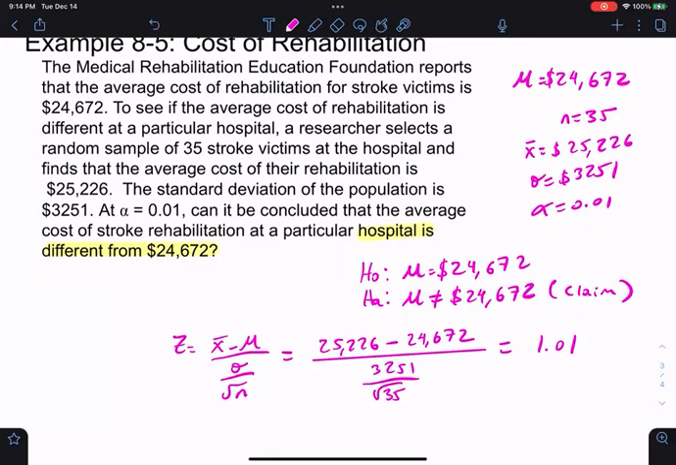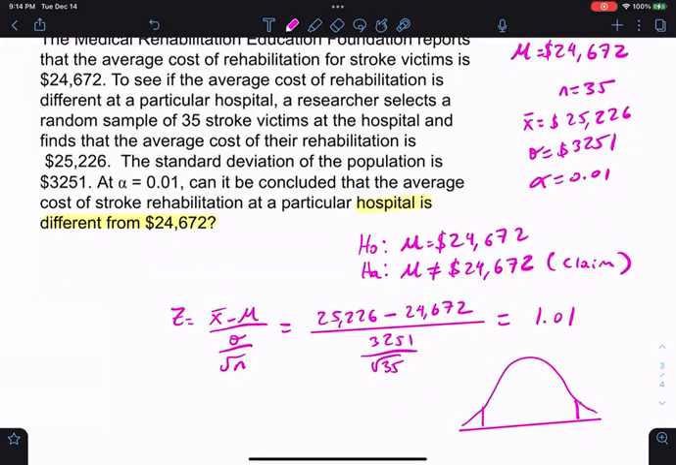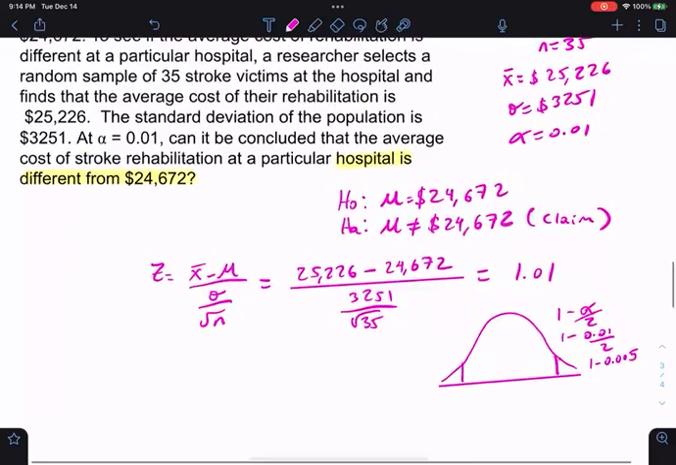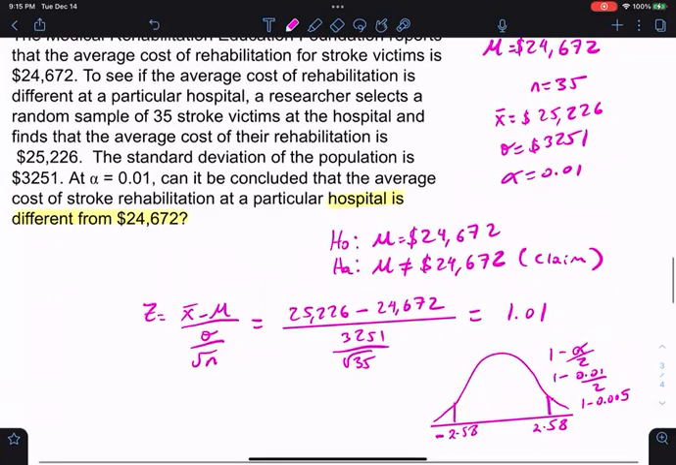Now this is a two-tailed test, right? So we can find the critical values. You can draw it, this is a two-tailed test. You need to find your critical values, right? So we know that alpha is 0.01. So that means that this is going to be 1 minus alpha over 2, 1 minus 0.01 divided by 2, that's going to be 1 minus 0.005, right? But we don't need to do that because it's a two-tailed test, and we know the value of 99. So 99 is 2.58 to the left and 2.58 to the right. Therefore, this value is 1.01.